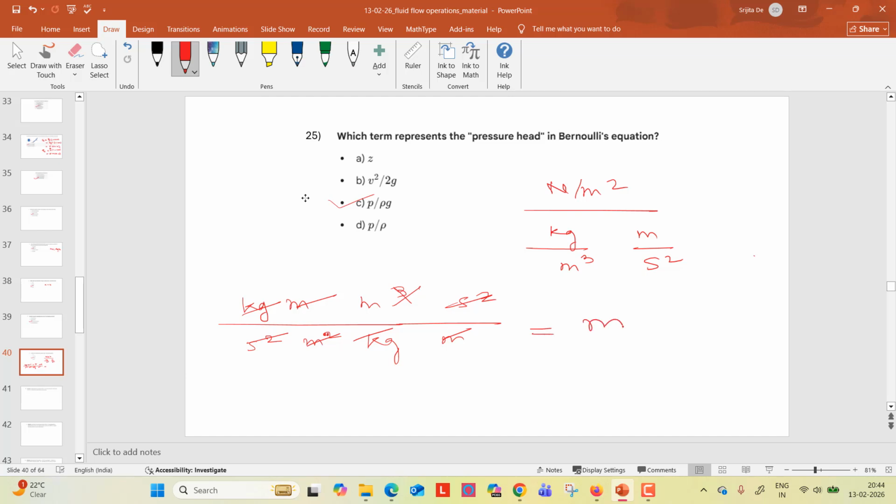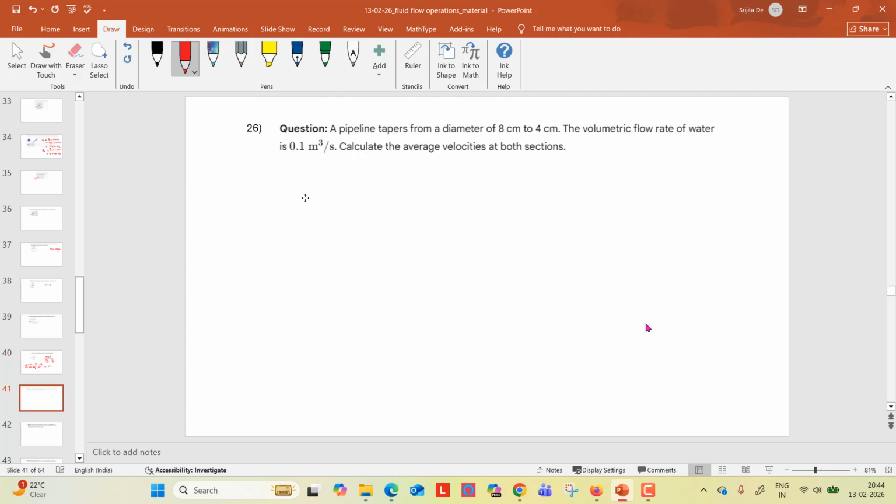Next, a pipeline tapers from a diameter of 8 cm to 4 cm. The volumetric flow rate of water is this. Calculate the average velocities at both sections. So it is very easy. Q equals V1 into A1, right?